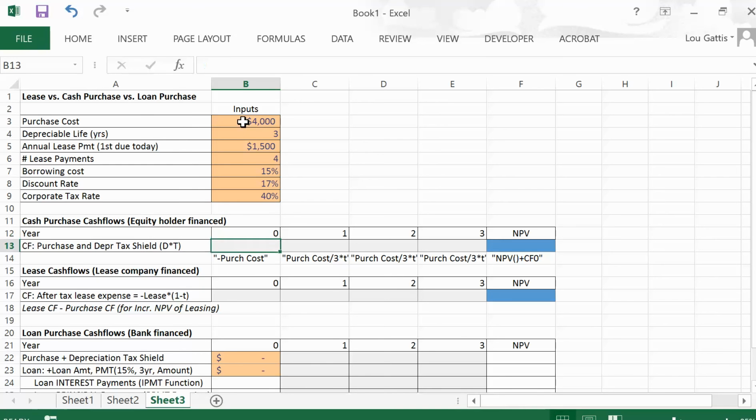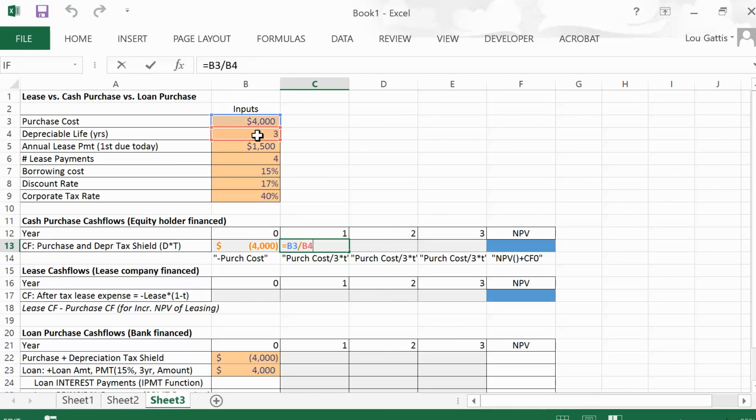So let's look at the NPV of the cost of purchasing using, we'll call it all equity. You just use cash from the company to purchase it. So it's going to cost me $4,000. That's an immediate cash flow. Now the next cash flow that this purchase is going to generate is I'm going to have a depreciation. If I just take $4,000 divided by 3 years, the depreciation expense is going to be $1,333.